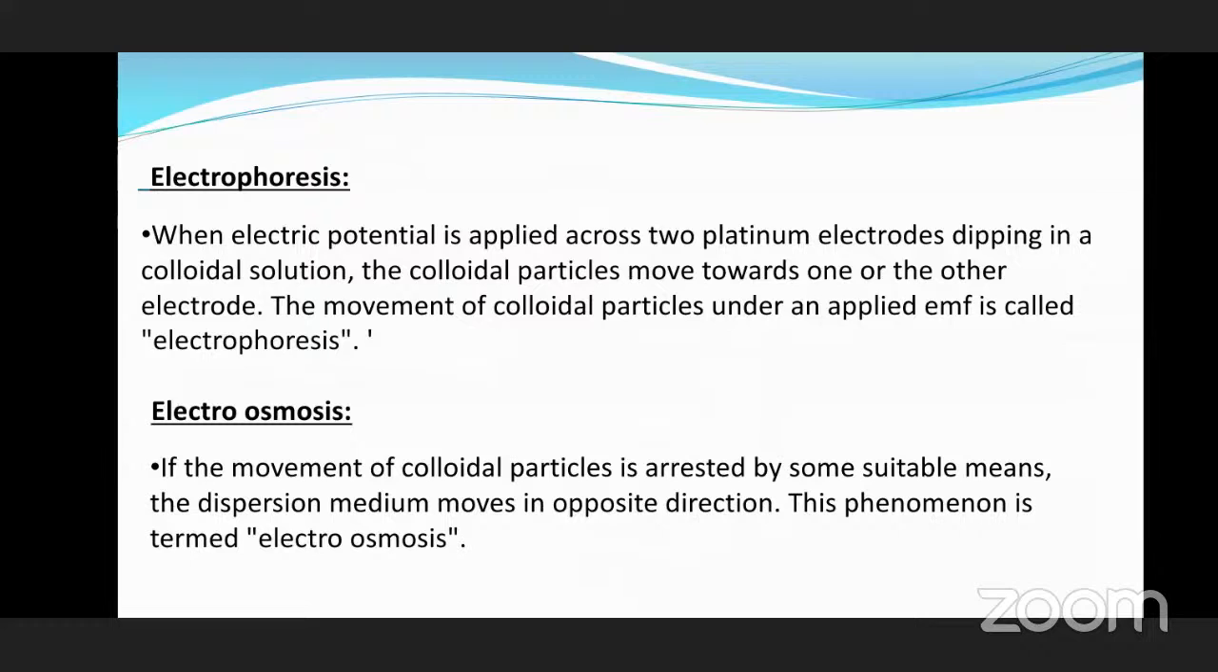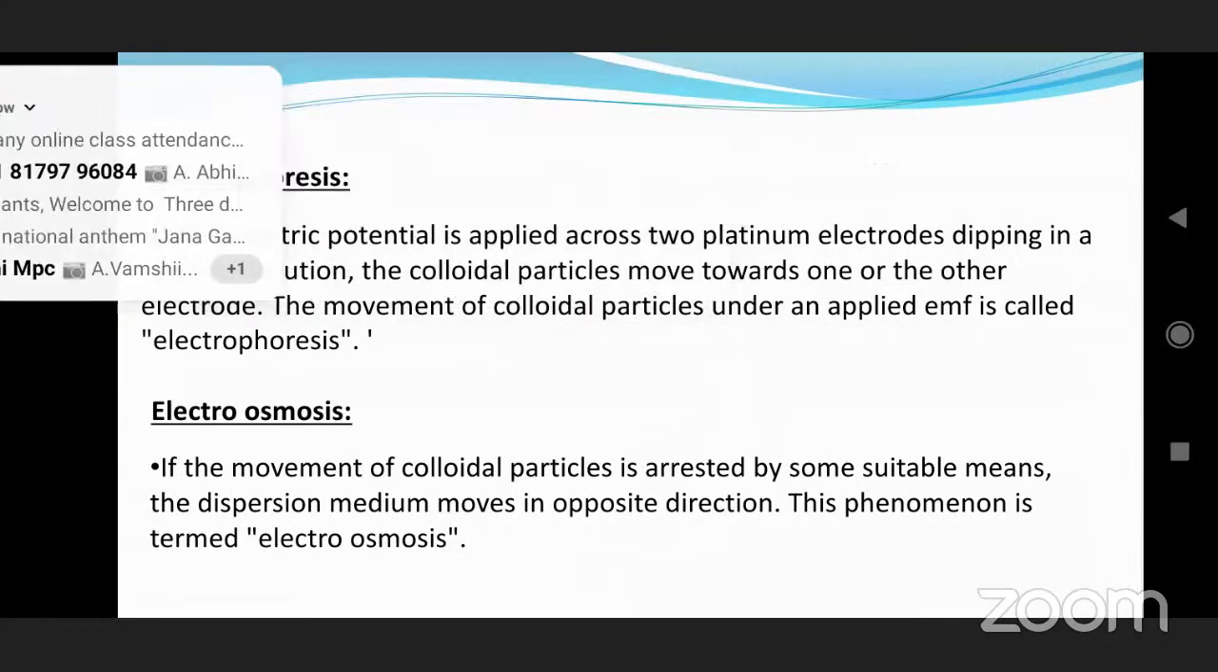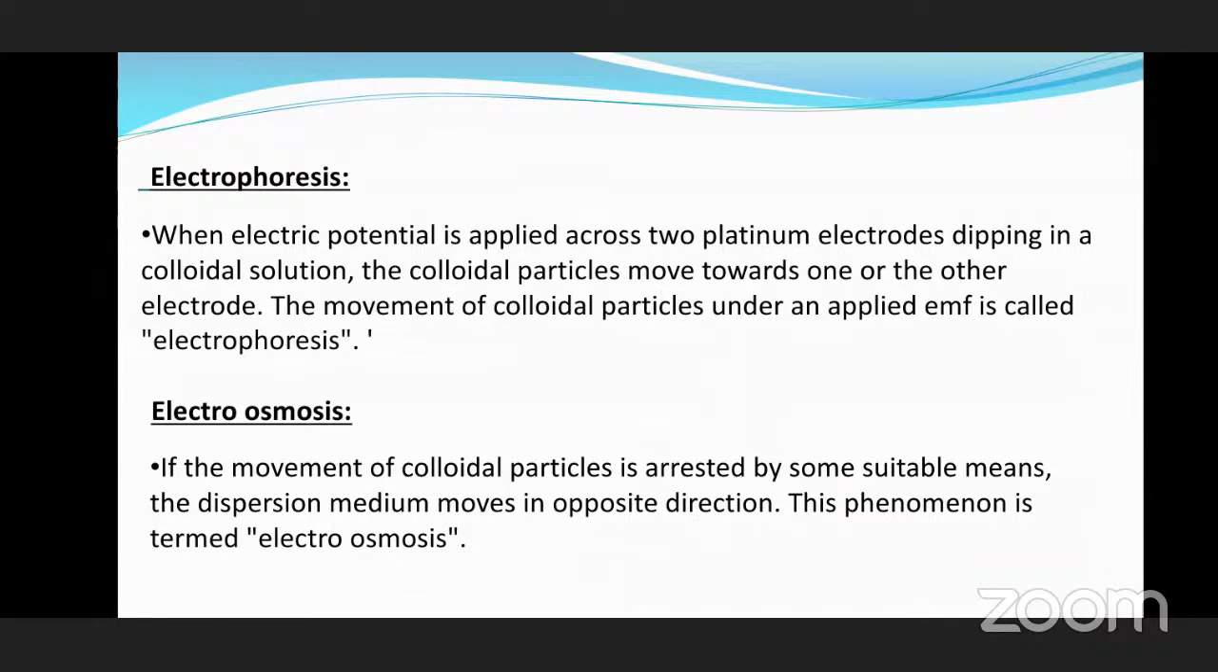Okay, what about electroosmosis? Here, if the movement of colloidal particles is arrested by some suitable means, the dispersion medium moves in the opposite direction. Always here the dispersion medium moves in the opposite direction. This phenomenon is called what? Electroosmosis.